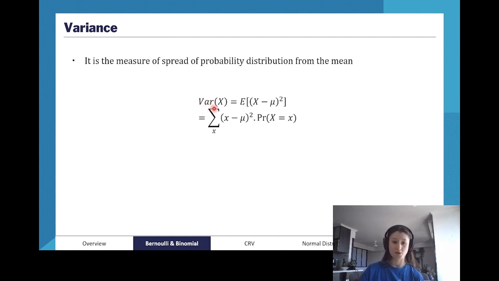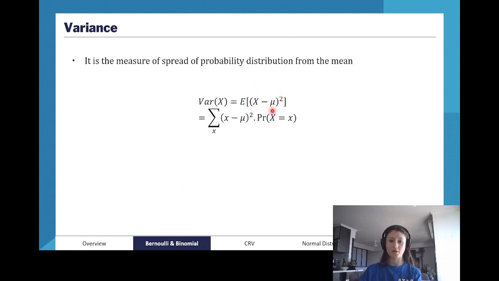So variance is represented by Var(X). We don't have a special symbol for it. And it's calculated by finding the expected value of (X minus mu) squared. Remember, mu is the mean or the expected value.